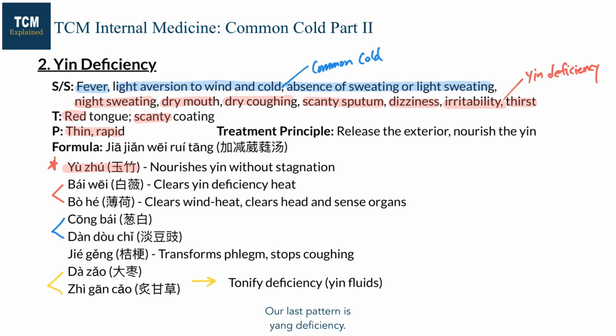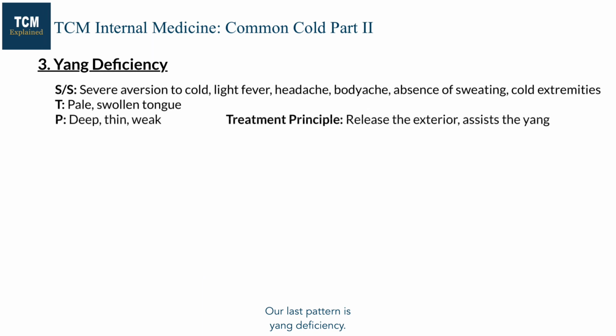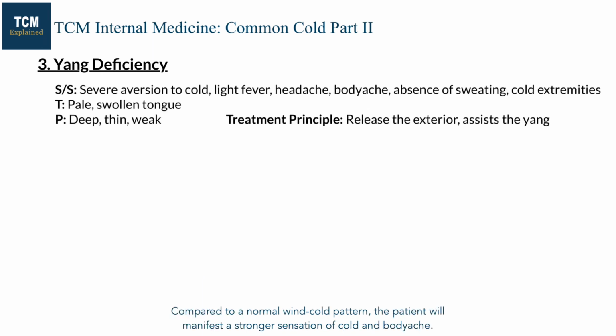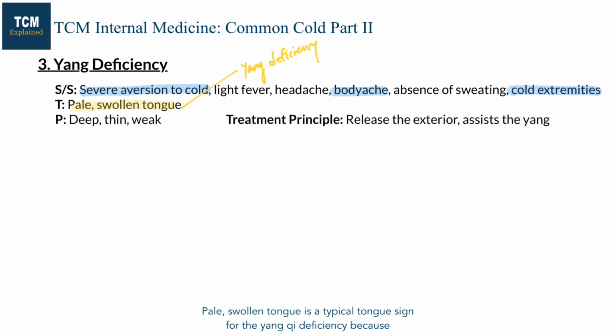Our last pattern is Yang deficiency. Compared to a normal wind-cold pattern, the patient will manifest a stronger sensation of cold and body ache. Pale swollen tongue is a typical tongue sign for the Yang Qi deficiency because the Yang Qi cannot warm and transform fluids, leading to cold and stagnation.